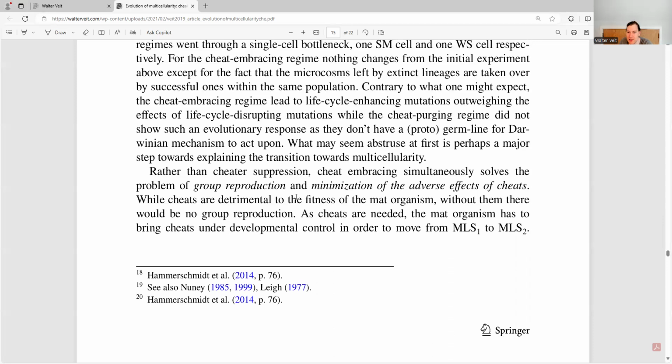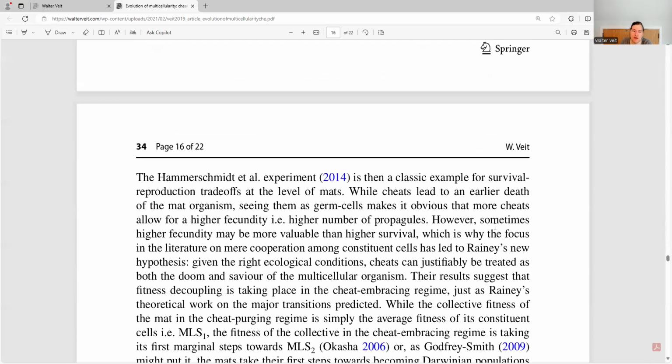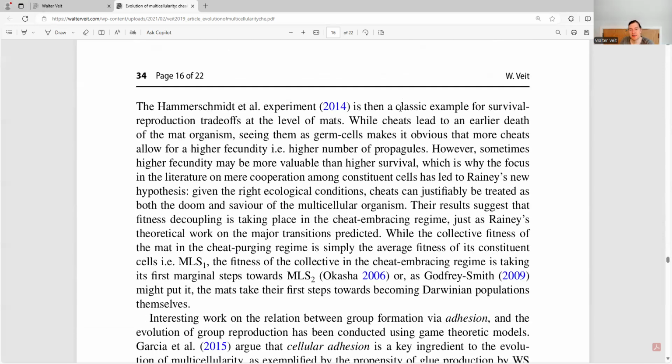While cheats are detrimental to the fitness of the mat organism, without them there would be no group reproduction at all. As cheats are needed, the mat organism has to bring cheats under developmental control in order to move from multi-level selection 1 to multi-level selection 2, as discussed before. The Hammerschmidt et al. experiment is then a classic example of survival-reproduction trade-offs at the level of mats.